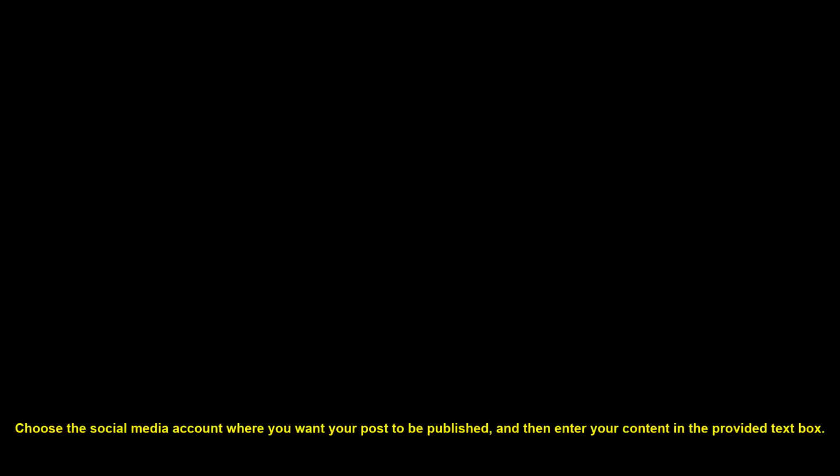Choose the social media account where you want your post to be published, and then enter your content in the provided text box. You can add images or videos by clicking on the Add Image button right below the text box. Once your post is ready, you can either share it immediately or schedule it for a later time.